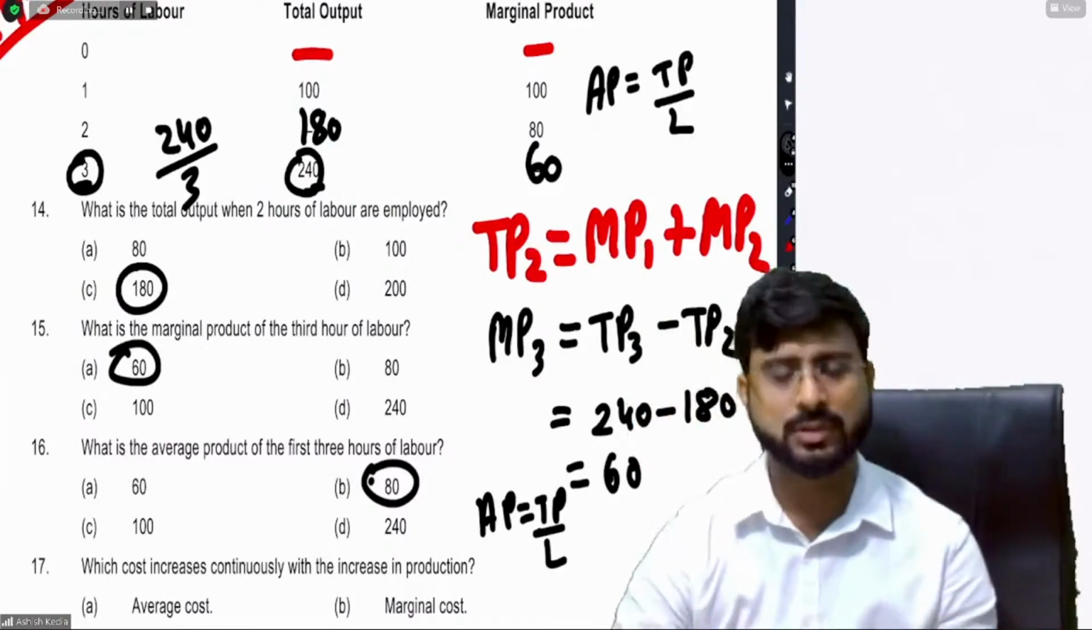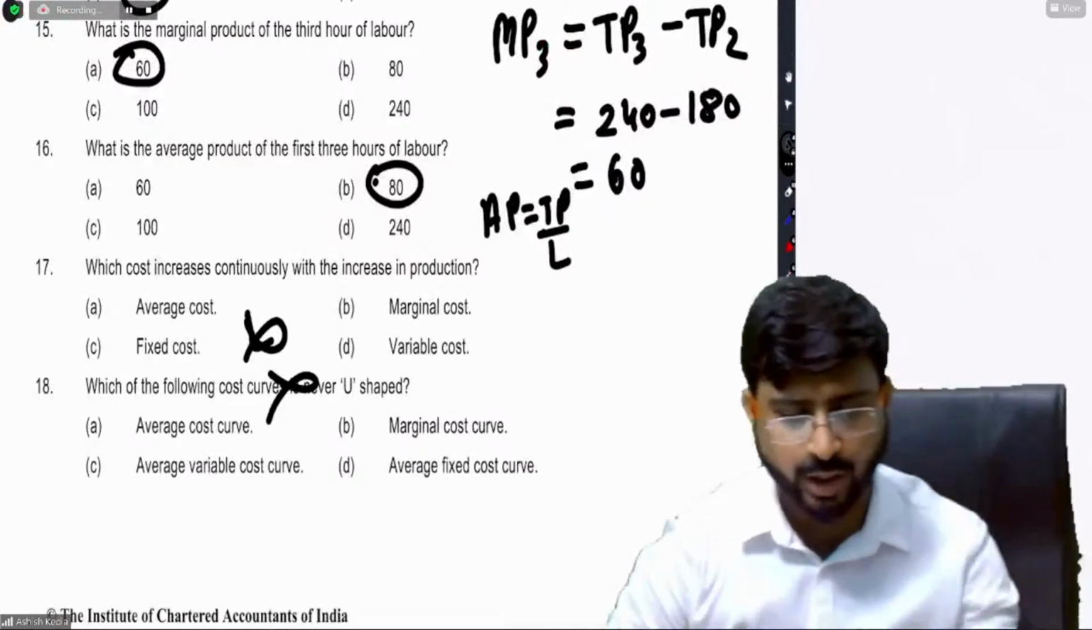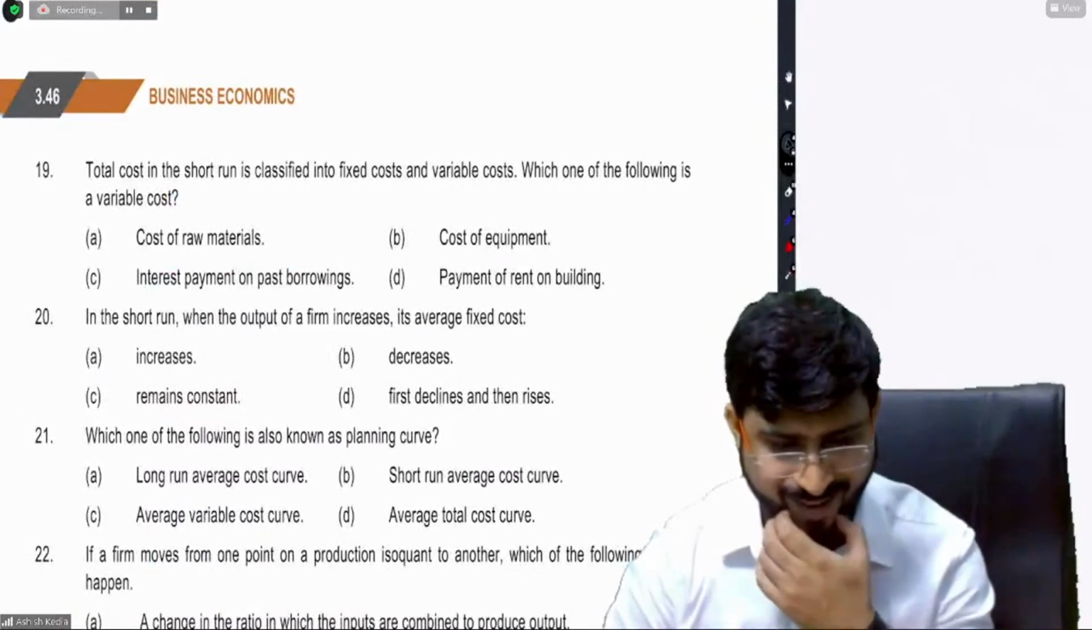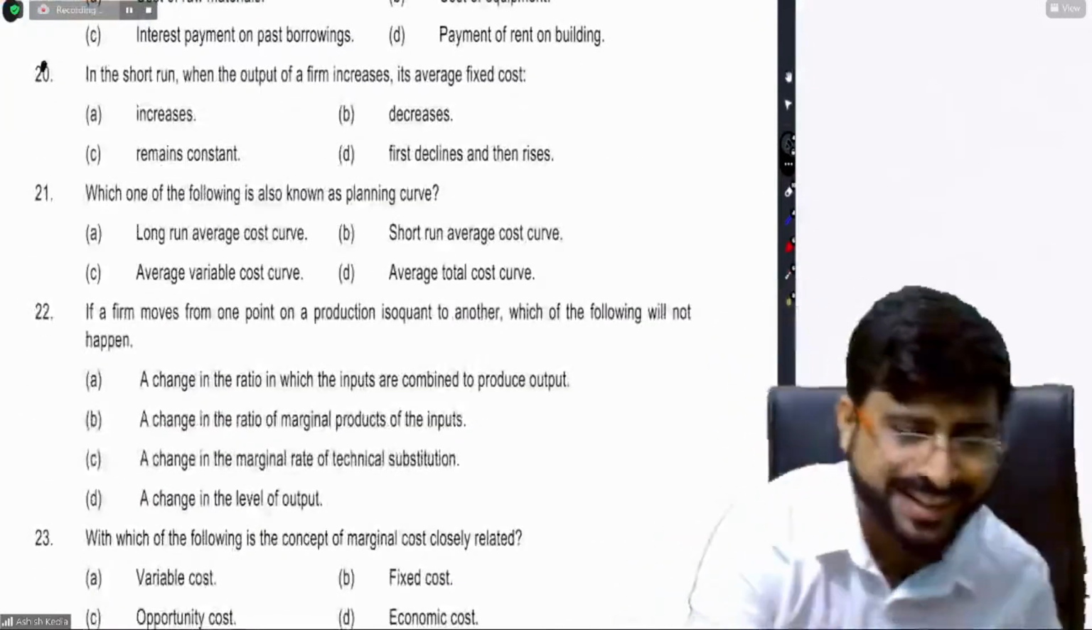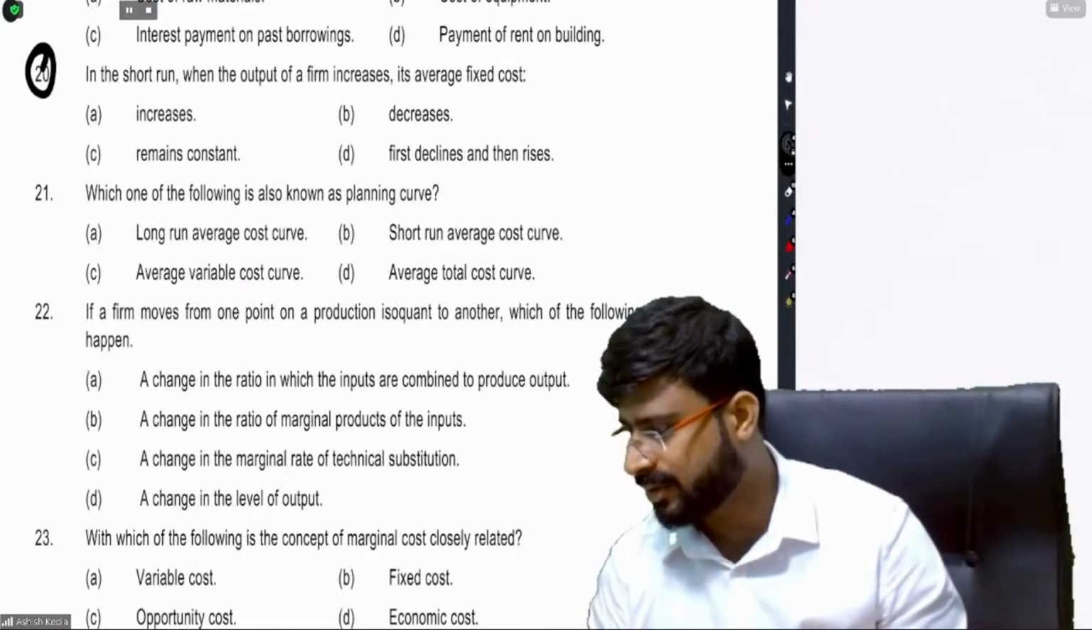Right, very good. Next question. This is from cost. Let's not do it now. We will come to the cost questions once I have taught you cost, right? Okay, next number 20, everyone.